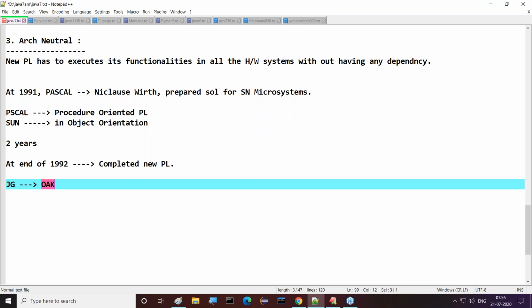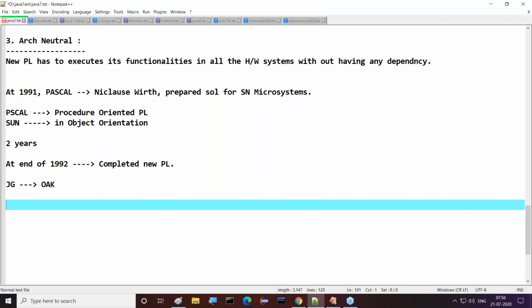But unfortunately, what happened? Sun Microsystems rejected this proposal from James Gosling. Why? Because, the reason Sun Microsystems gave is that Oak is already an existing programming language name, which existed a long time back. If we give the same name to our new programming language, people may misunderstand our new language.